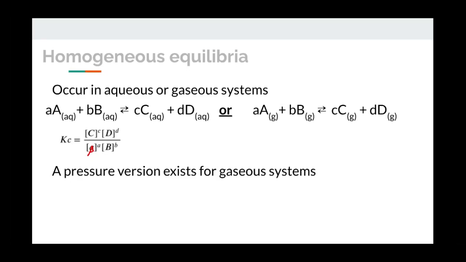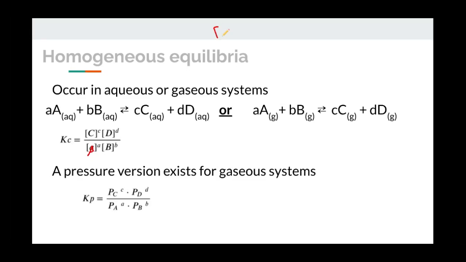There's a pressure version of this that also exists, which is more convenient if your system is mostly gaseous. So it's the same thing, it's the ratios of products raised to their coefficients over reactants raised to their coefficients, but instead of concentrations, we're putting in pressures. Now these are related to each other.